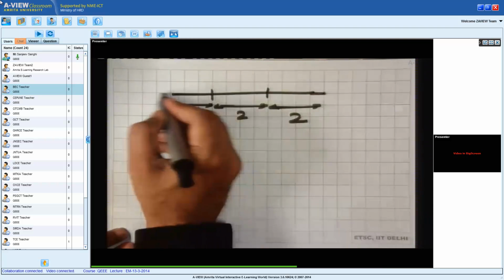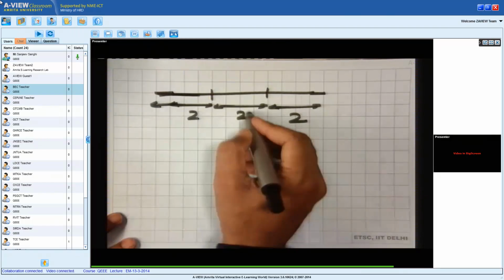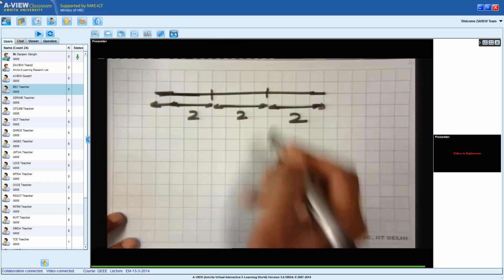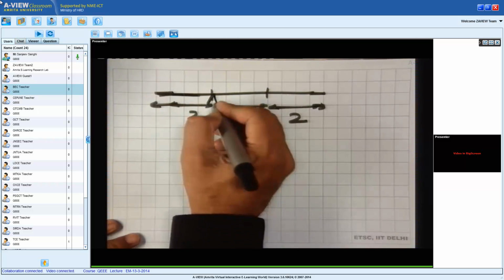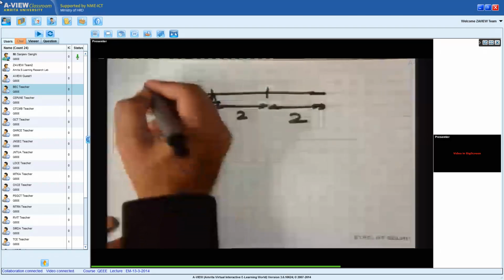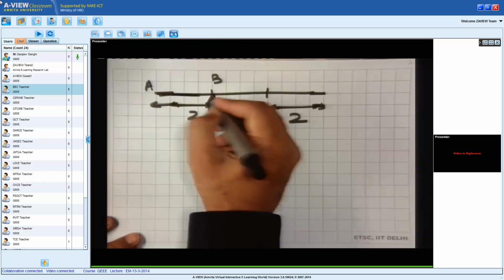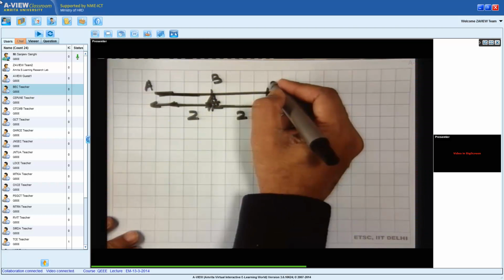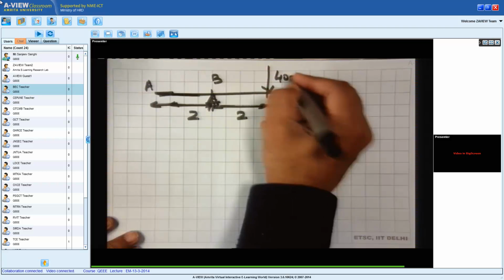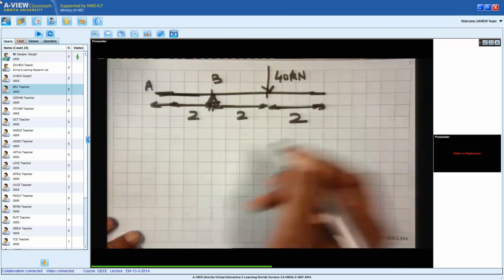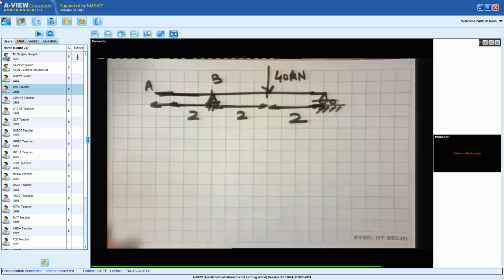I'll just make it, I have a graph paper. So this distance is 2, this is also 2, and this distance is 2. So this is the total beam. Now here let's call this end A, which is free. At end B there's a pin joint, and in the middle at C we have a force F which is 40 kilonewtons, and at D we have a roller.